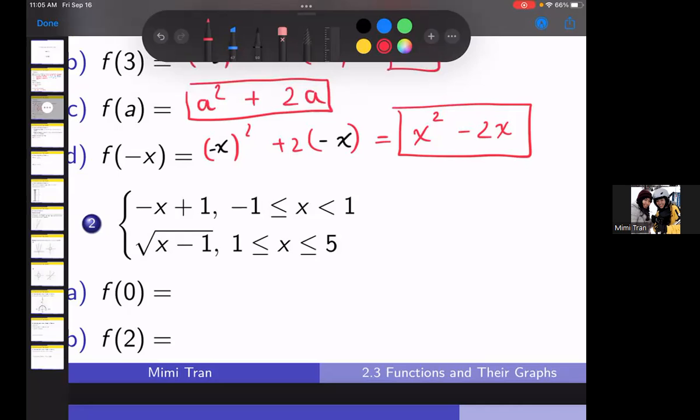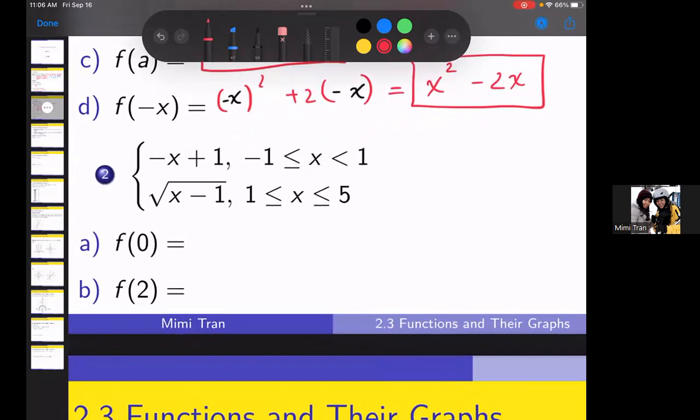Come on, give me that point. 5, 2. 5, 2, and then 1, 0. I just want to show you. So that's a piecewise function. This one piece is another piece. So let's fill it in.